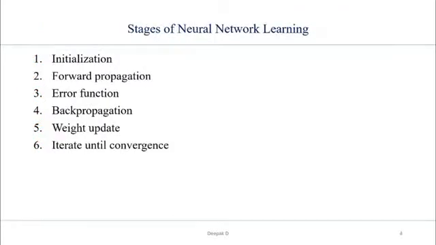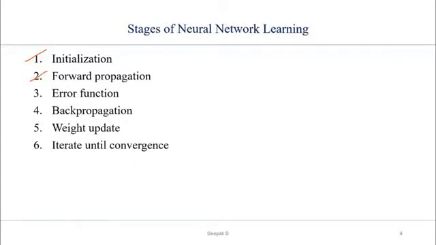We have different stages of neural network learning. These are the steps which are generalized for neural network learning. The neural network learning model training occurs in 6 stages. The first stage is initialization. In the initialization stage, we initialize the weights which are applied to all the neurons, and these weights are taken randomly. The next step is forward propagation.